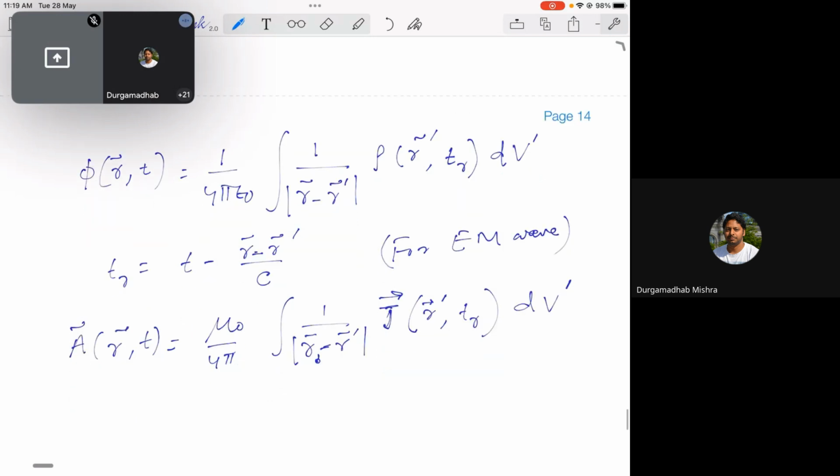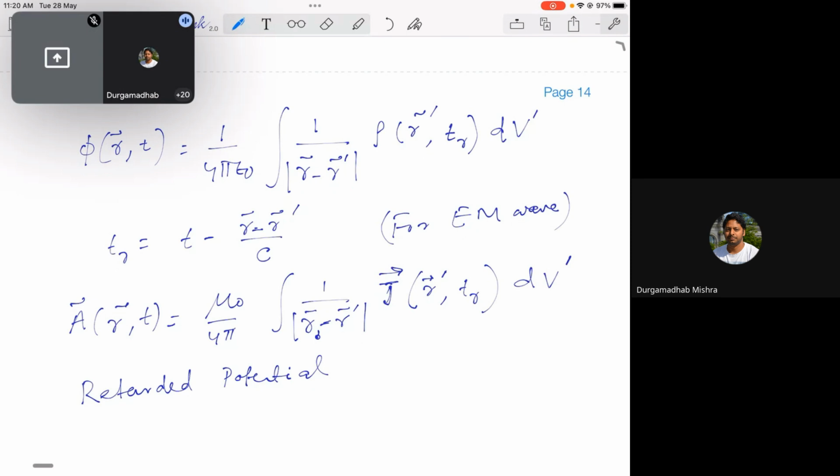These potentials are therefore known as retarded potentials, because they depend on the retarded time t_r, the functions rho and J at time t_r. So these two potentials are normally known as retarded potentials. Now if you compare it with a static charge distribution, let's say there is no time dependence of the charge distribution. Rho does not have any time dependence, so it is always the same, and J also does not vary.